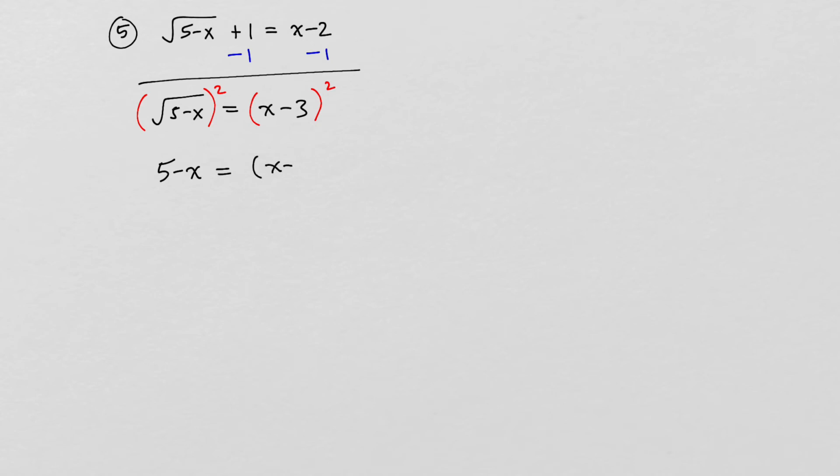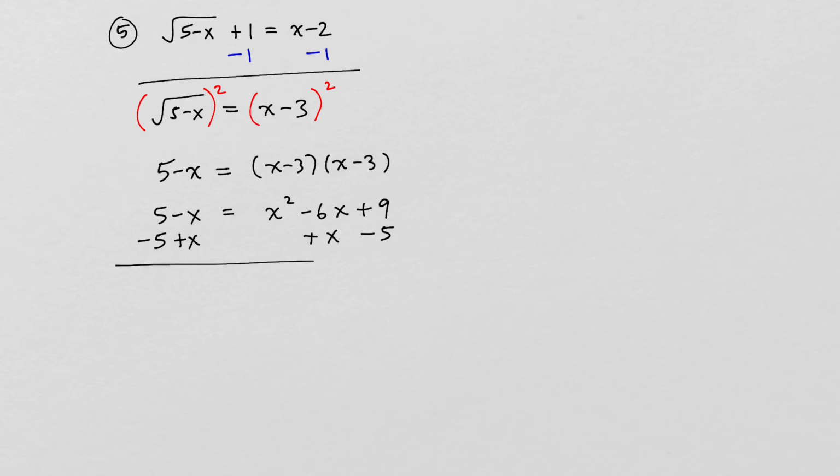And on the right-hand side, remember when you square x minus 3, you have to FOIL that. And when you multiply that out, you should end up with this trinomial. And we should notice that what we have here is a quadratic equation. So I'm going to set it equal to 0, just like we did in previous problems.